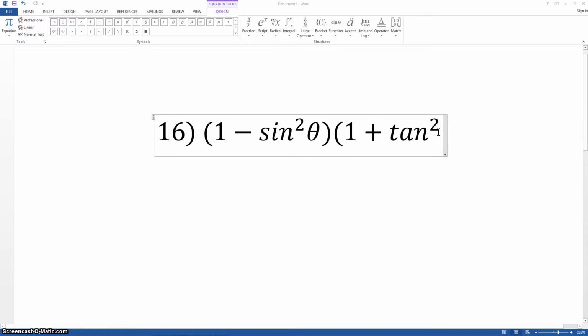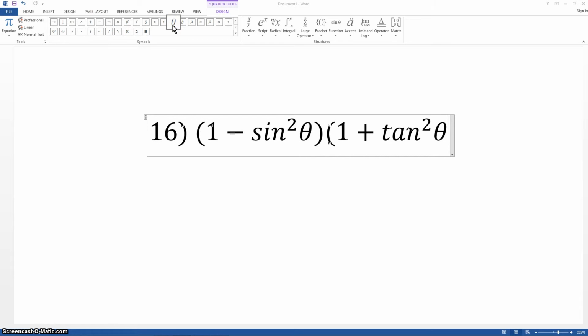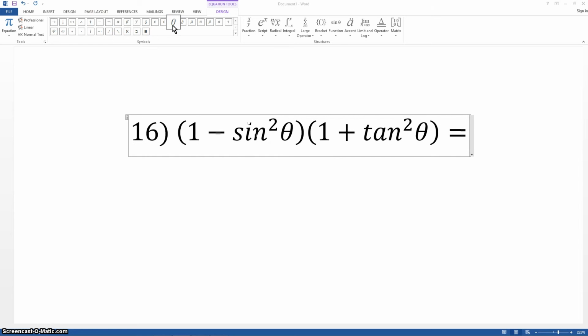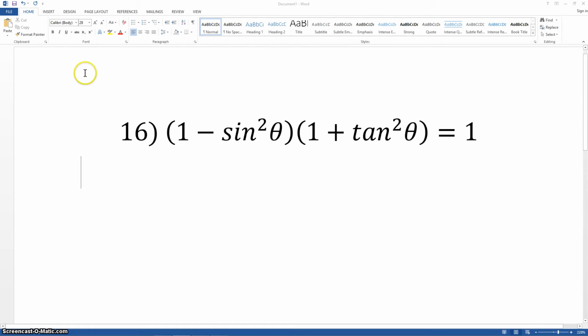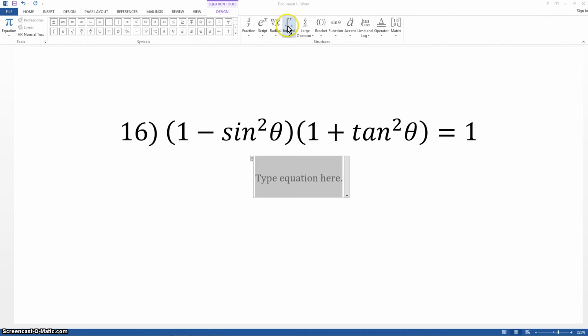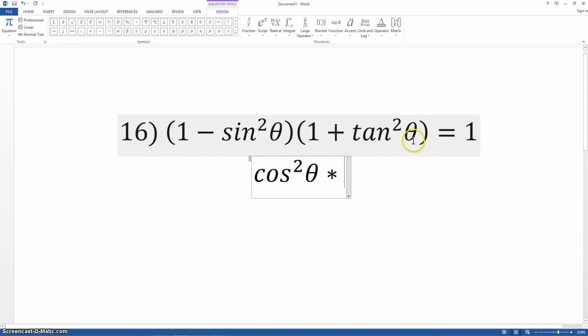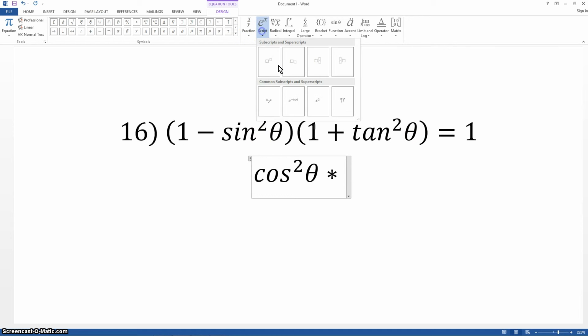All right, we have 1 plus tangent squared of theta is equal to 1. This right here should kind of tell you that that's an identity, and that's going to be equal to cosine squared of theta times 1 plus tangent squared, which is secant squared of theta.